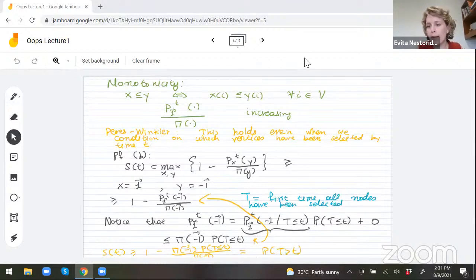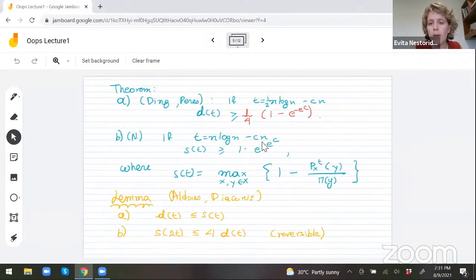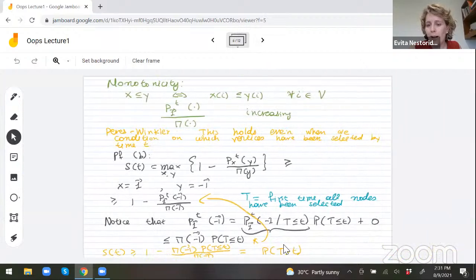So this is a coupon collecting argument. The separation distance is bounded below by the tails of the coupon collector's time. And what I wrote earlier, this n log n minus Tn, it really is understanding the tails of capital T. And this finishes the proof of this argument.